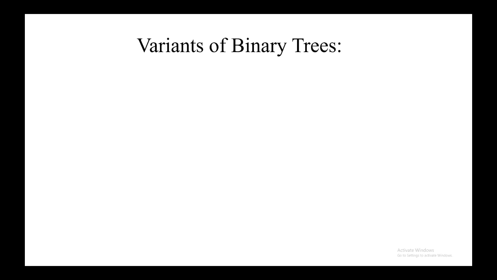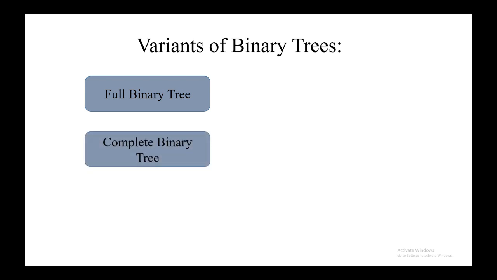Now we are going to discuss the different variants of a binary tree. Variants of binary trees are different ways a binary tree can be represented. There are different ways to work with a binary tree and different structures of binary trees. Some of them are going to be discussed, which are a full binary tree. A full binary tree is a category of binary trees which has either 0 children or 2 children, as will be discussed in the further slides.